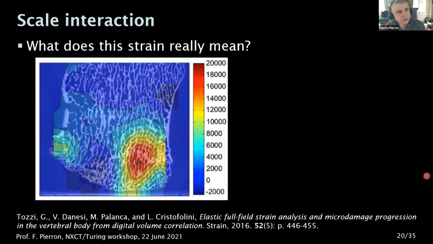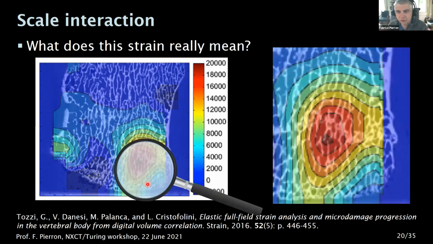The problem is also about the scale interactions. So not only are you going to have a bias, but also there's a more fundamental question about what does it actually mean. So this is a strain map I got from that paper by Gianluca Tozzi and co-workers. It was done using DVC. You can see at the back the structure of the trabecular bone and overlaid on it a strain map. If you zoom in, you can see here strain contours, and clearly you see the underlying mesostructure.